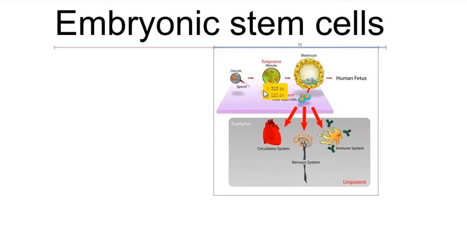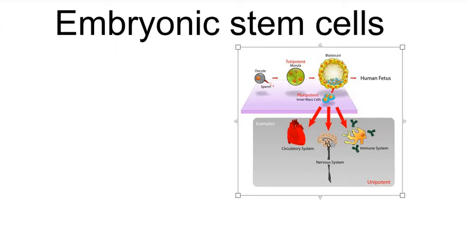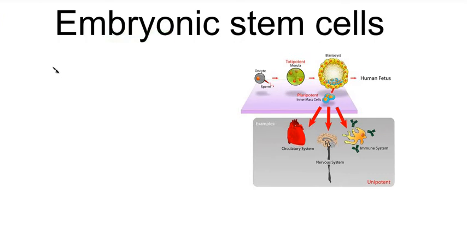To extract these cells, they use an in vitro process. As you know, during in vitro, they take the human egg manually out into a lab, place the egg, and they take sperm and manually fertilize it with the egg, and then it becomes fertilized. Then they reinsert it back to the female.